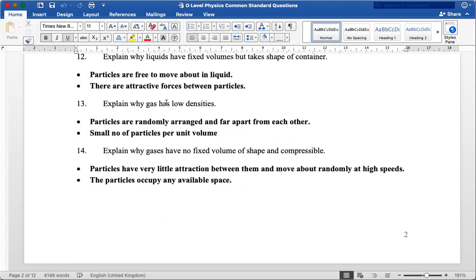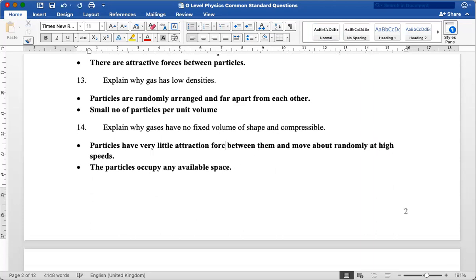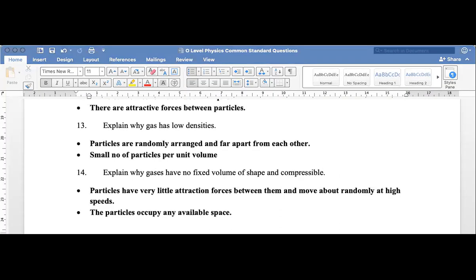Explain why gases have no fixed volume or shape and are compressible. Particles have very little attractive forces between them, and they move about randomly at high speed. The particles occupy any available space.